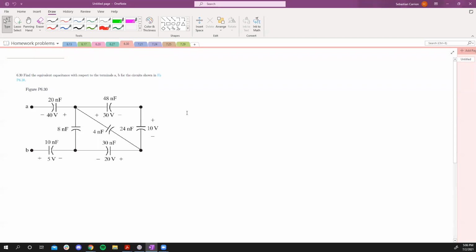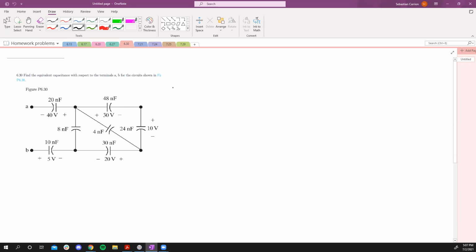All right, problem 6.30, it says find the equivalent capacitance with respect to terminals A, B, the circuit shown. So ideally we want to start from right to left since our terminals A, B are on the left side. So capacitors work sort of the opposite way of how resistors do. Whatever capacitor is in series, we take it as if a resistor was in parallel. And if we see capacitors in parallel, we take the equivalent of them as if they were in series for resistors.